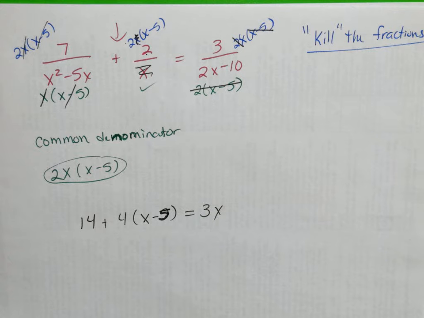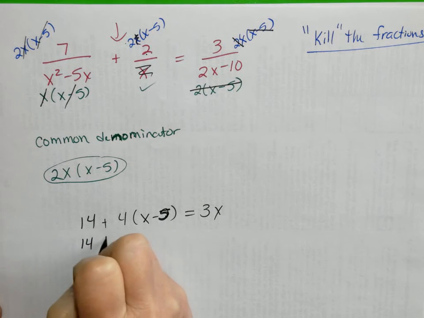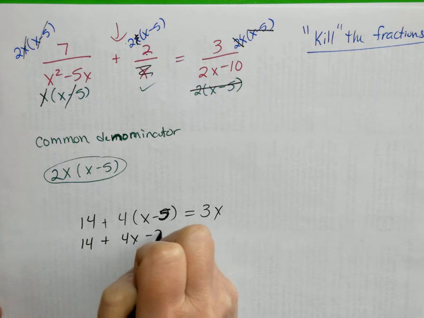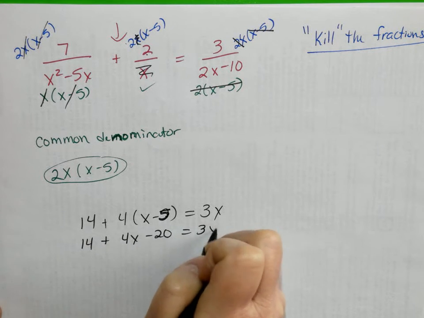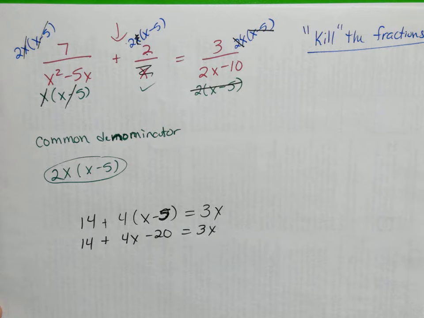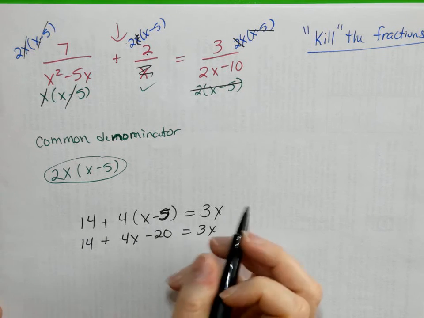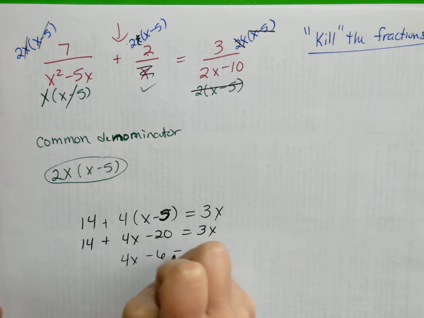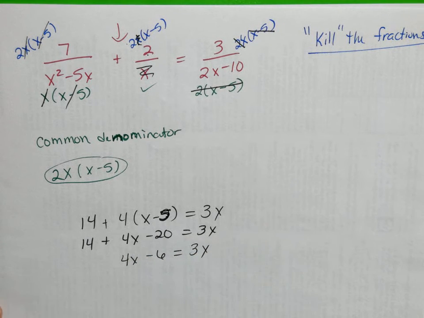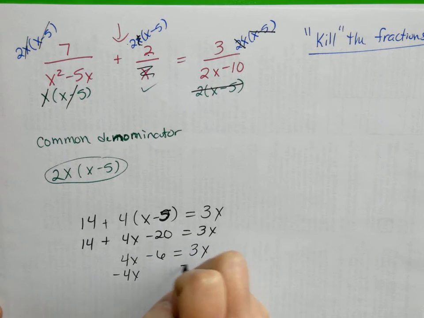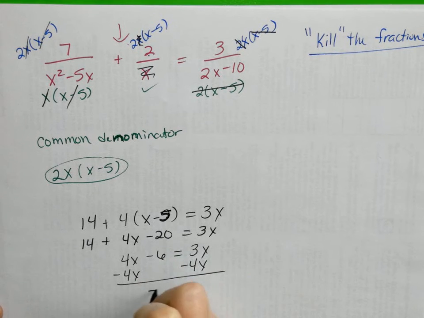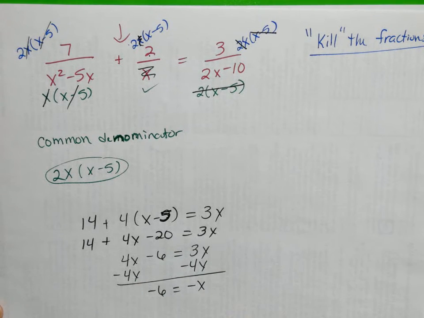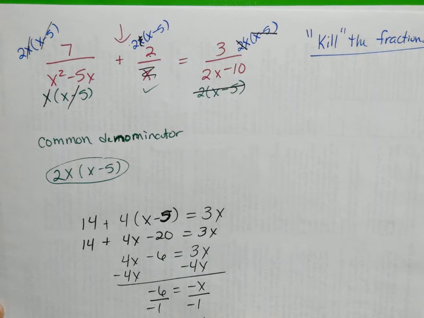Now I just have a standard equation that I can solve. So I have 14 plus 4x minus 20 is 3x. Moving things around here, I am going to put those together. So I get 4x minus 6 is 3x. I'm going to subtract the 4x. I get negative 6 is negative x. Divide by that negative 1. I get x equals 6.